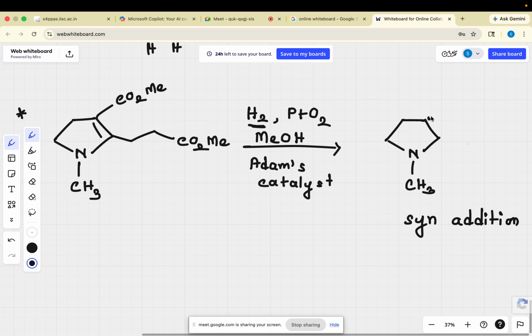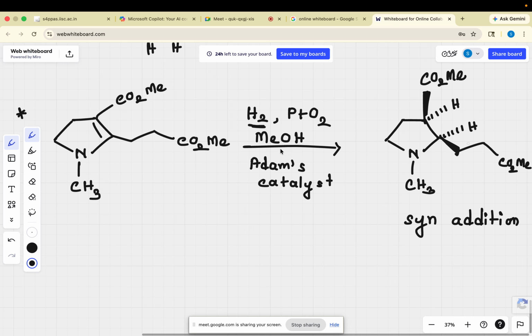So suppose hydrogen is coming from below the plane. You can show above the plane also, no problem. But you have to show the stereochemistry of the two hydrogens the same, not different. If hydrogen is coming from below the plane, this star will automatically move above the plane, and this long chain will also move above the plane. If I show the hydrogen above the plane, then you have to show it below the plane. Clear? So that is syn addition.